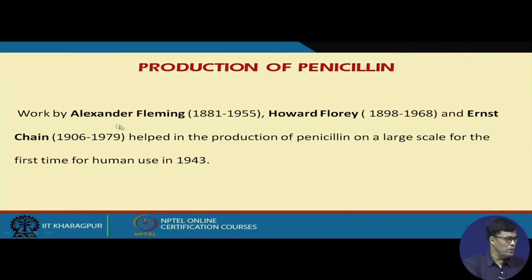The work on the production of penicillin by Alexander Fleming, 1881 to 1955, Howard Florey, 1898 to 1968, and Ernst Chain, 1906 to 1979, helped in the production of penicillin on a large scale for the first time for human use, in 1943. Now here I want to point out, in India, Sarabhai Chemicals is the one company that produces penicillin through this fermentation process, and they use Penicillium chrysogenum for the production of penicillin.